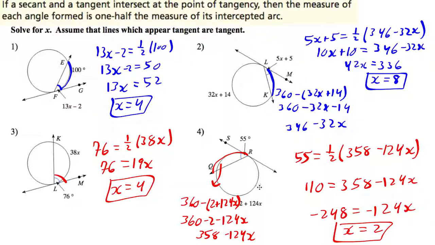So don't get confused like I just did. Make sure you have the intercepted arc. You don't just set the equation equal to anything that's there.